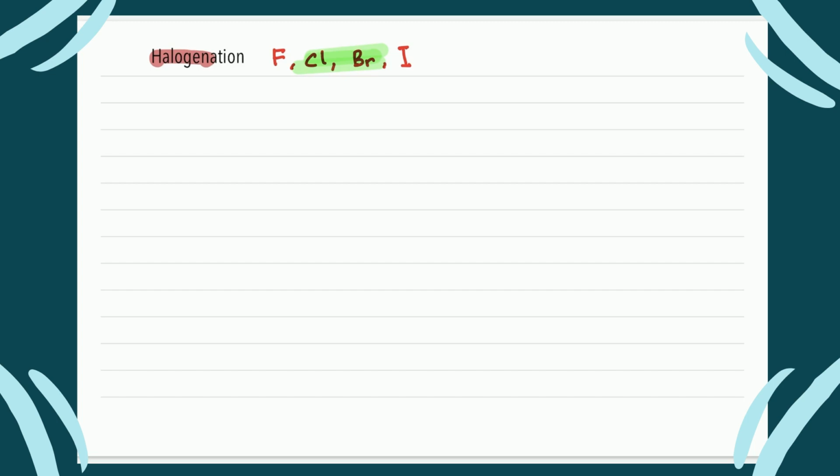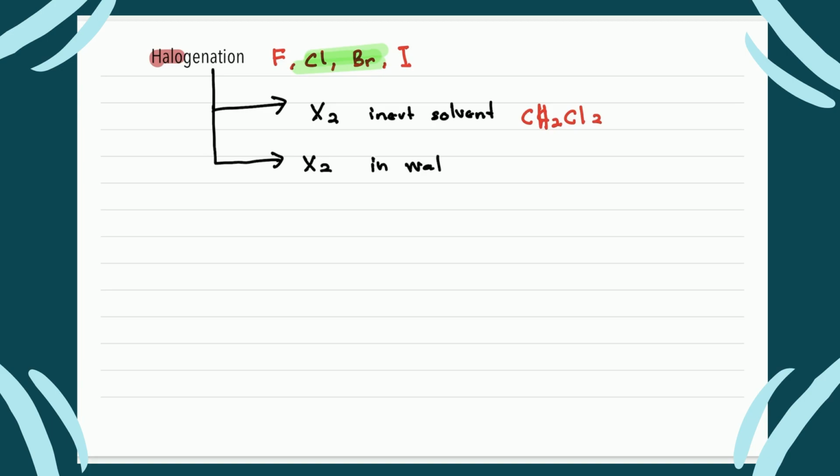come from group 17. Alright, so first of all, the halogenation process can be divided into two, based on our syllabus. The first one is halogenation in the presence of inert solvent, for example CH2Cl2. And the second one is halogenation in water. So what is the difference between them?